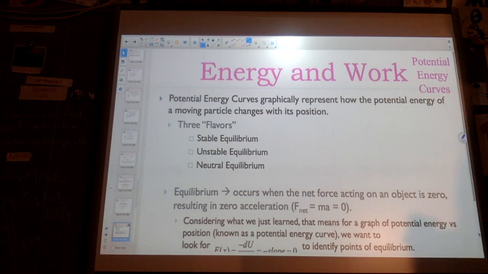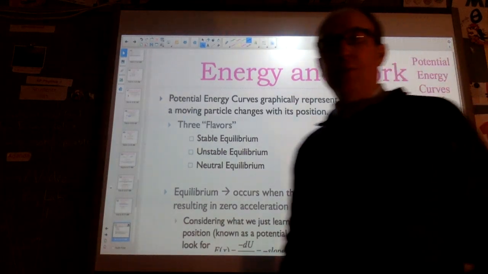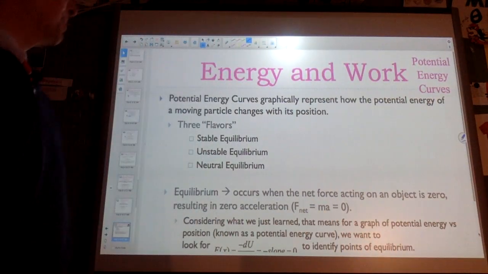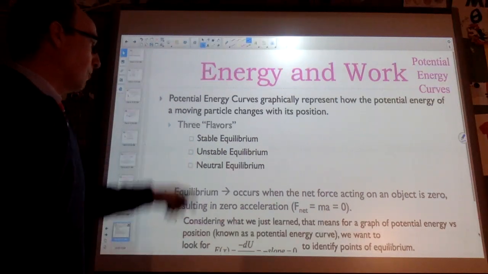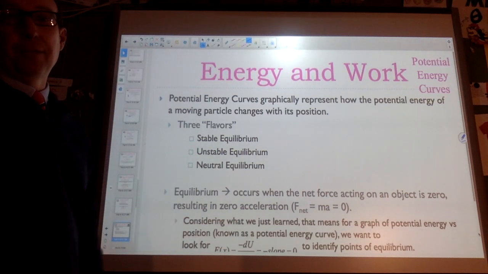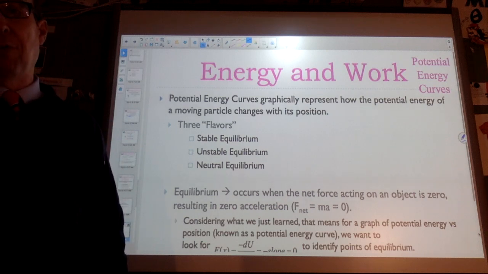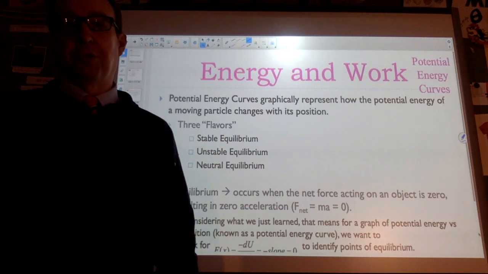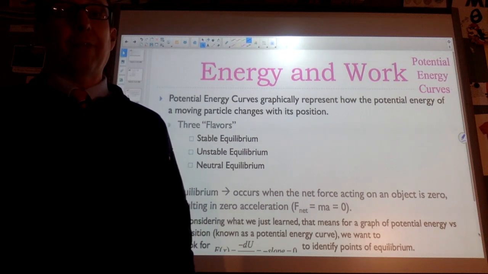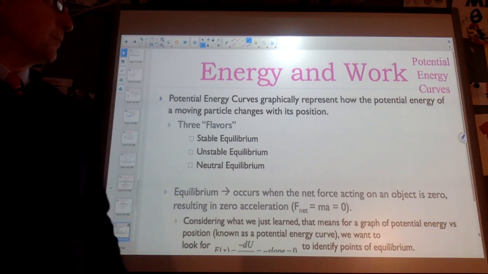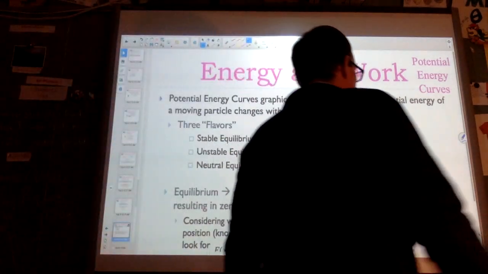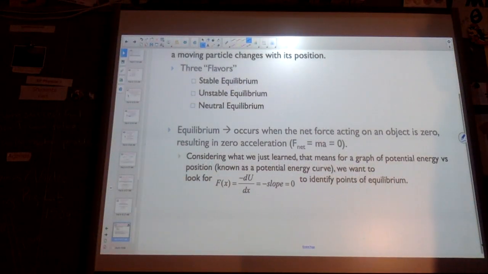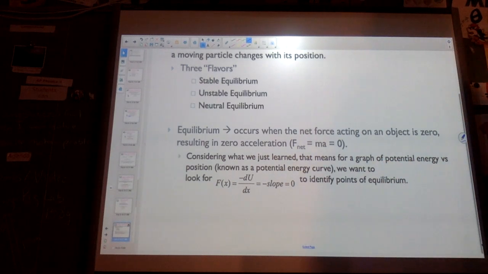All right, so we have potential energy curves, and they're going to show us how the potential energy is going to change. There are three. There are ones that are stable equilibrium, there are ones that are unstable equilibrium, and there are ones that are neutral equilibrium. What is equilibrium? Equilibrium is the same thing that it was in forces before. It's going to be when our net force is 0. So when our net force is 0 and our acceleration is 0. So what does that mean for us?